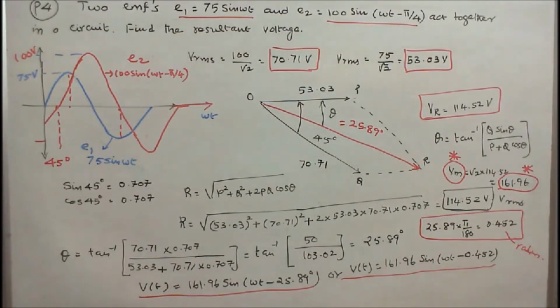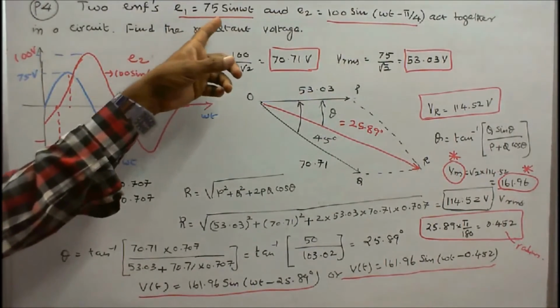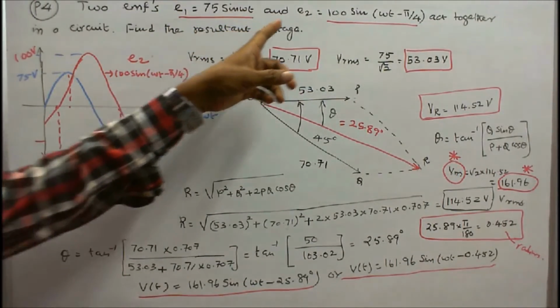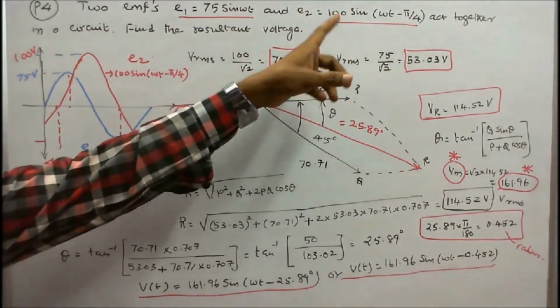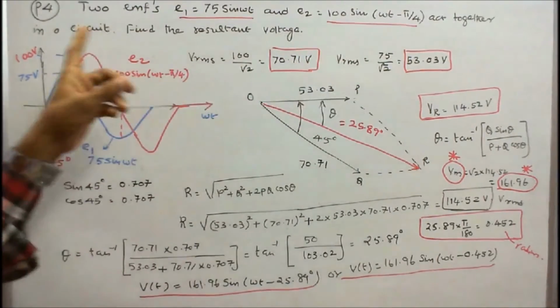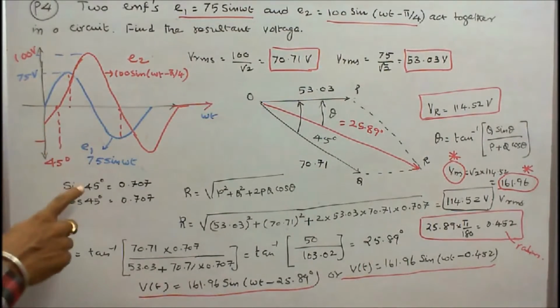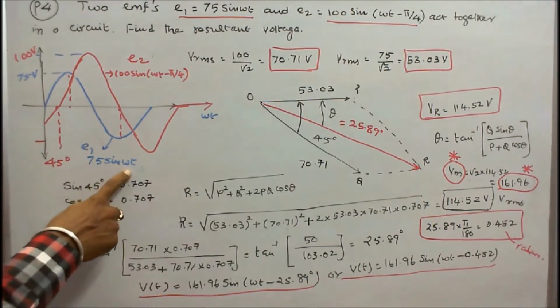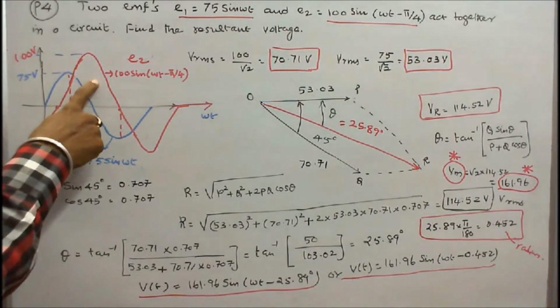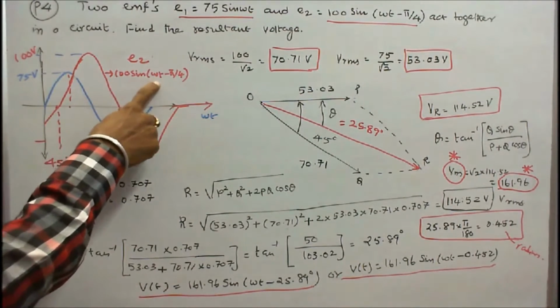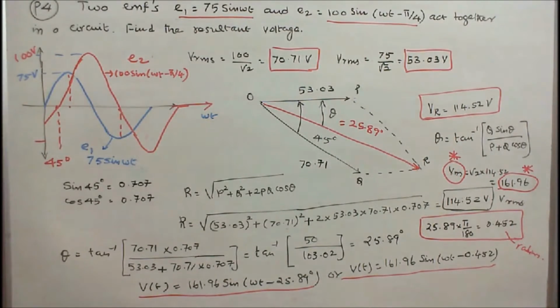Problem number 4, two EMFs, E1 is equal to 75 sin omega t and E2 is equal to 100 sin (omega t minus pi by 4) act together in a circuit. Find the resultant voltage. Here E1 is the blue color waveform, 75 sin omega t. E2 is the red color waveform, 100 sin (omega t minus pi by 4). Here the phase difference is 45, that means E2 is lagging 45 degrees. E1 maximum is 75, E2 maximum is 100.